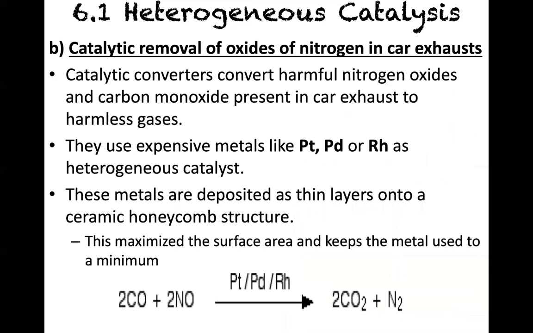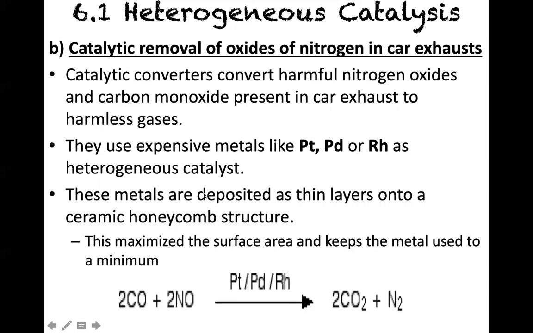Next one is the catalytic removal of oxides of nitrogen in car exhausts. This is still an example of heterogeneous catalysis. Catalytic converters, you have learned this in the topic sulfur and nitrogen in AS. The catalyst in your car exhaust is your transition metals: platinum, palladium, or rhodium. I can't remember what Rh is. I have been meaning to check it up.